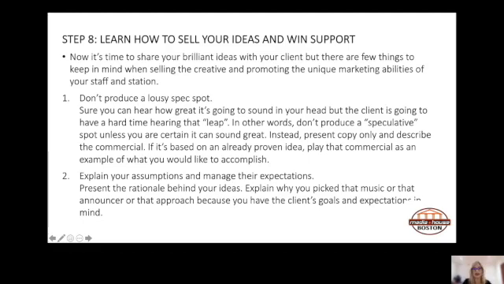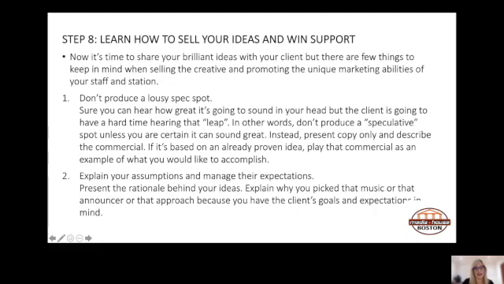So step number 8, learn how to sell your ideas and how to win support. It's time for us now to share our brilliant ideas with the client, but there's a few things that we need to keep in mind when selling the creative and when promoting the unique marketing abilities of our staff and our station. Number 1, don't produce a lousy spec spot.